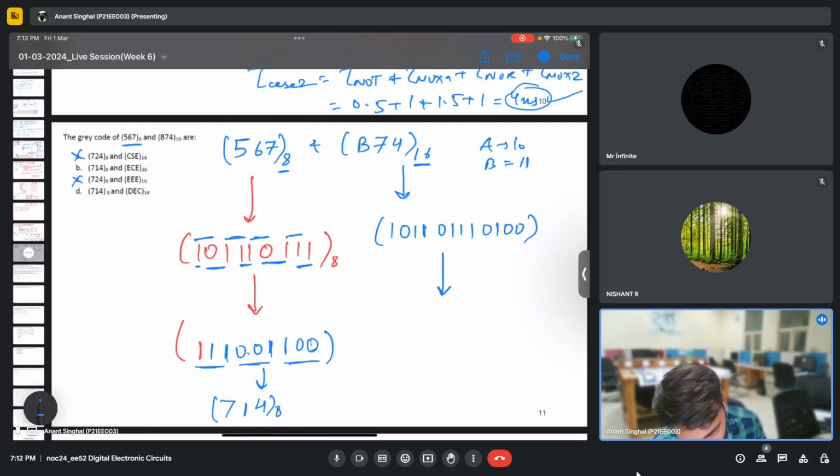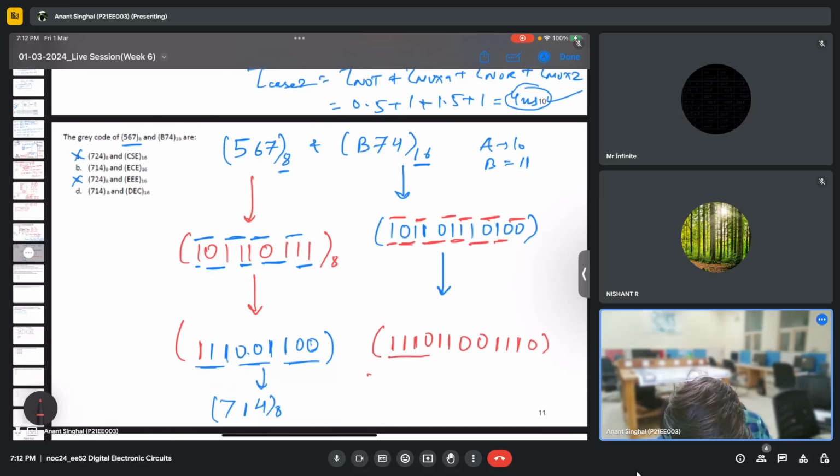So again doing the Gray code conversion now. The first bit remains the same. Then 1 0 is 1. 0 1 is 1. 1 1 is 0. 1 0 is 1. 0 1 is 1. 1 1 is 0. 1 1 is 0. 1 0 is 1. 0 1 is 1. 1 0 is 1. And finally 0 0 is 0.